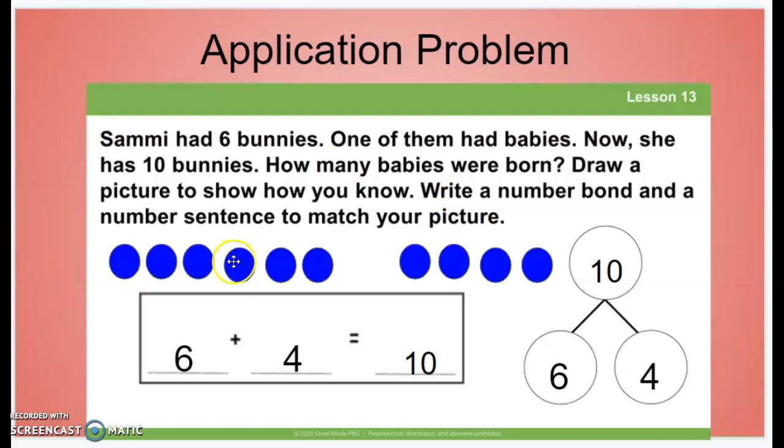Here I draw out the pictures to show how many more bunnies were there at the end. So I drew my 6 first, and I counted on from 6 to stop at 10. And I counted 4 more. So if I do that using that strategy, counting on, I start with 6, 7, 8, 9, 10. And I counted 4 more to make 10. I filled out my number sentence and my number bond.